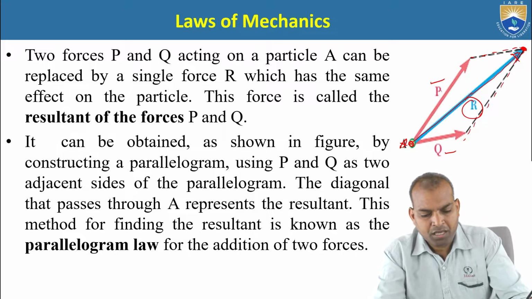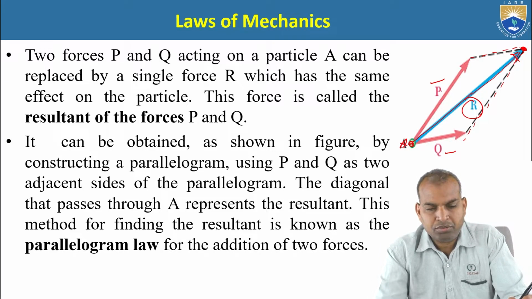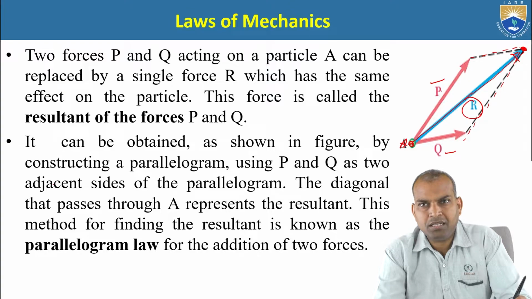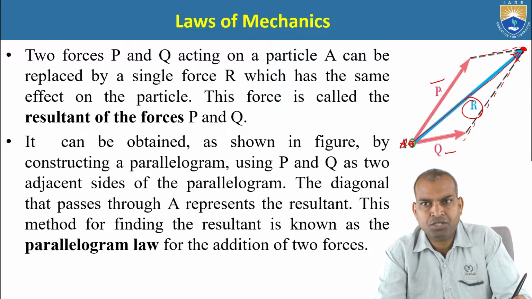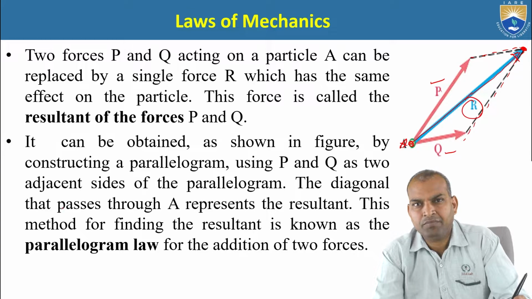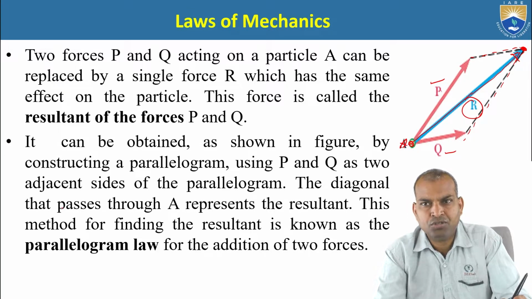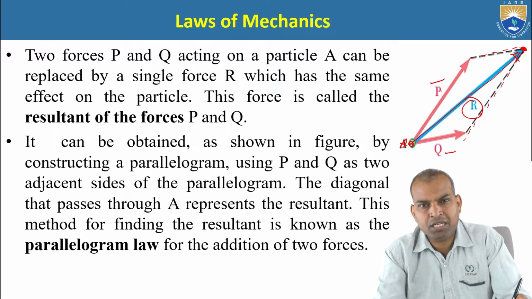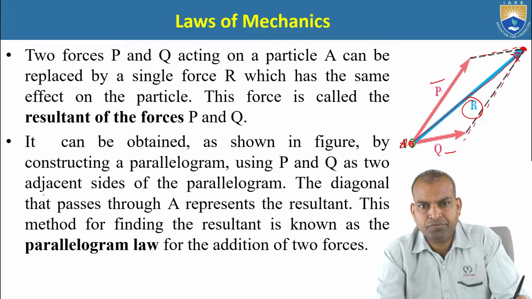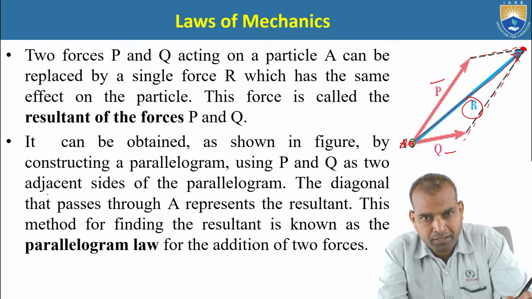Alright, now let me read here. The resultant force can be obtained by drawing the adjacent sides, or parallel lines of P and Q, and joining the diagonal that passes through A, which is known as the resultant force. The method of finding the resultant is known as the parallelogram law for the addition of how many forces? Two forces.